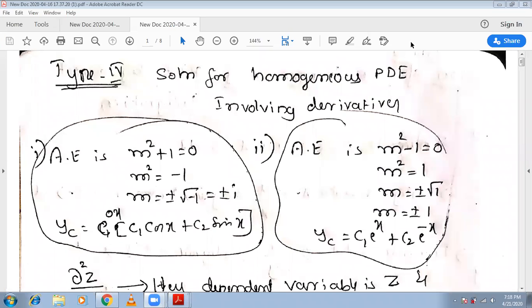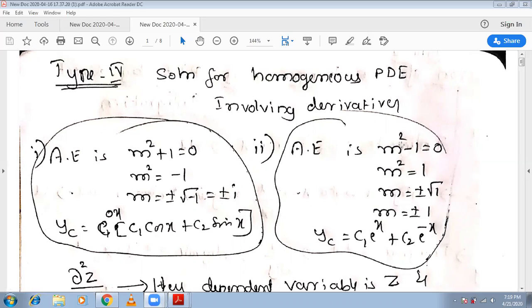Today I will explain the solution for homogeneous partial differential equations. If the differential equation is homogeneous, we can find the solution by solving the auxiliary equation. The solution depends on the roots. For example, if the auxiliary equation is m square plus 1 is equal to 0, then m square is equal to minus 1, m is equal to plus or minus root of minus 1, m is equal to plus or minus i, and the solution yc is equal to e power 0x into c1 cos 1x plus c2 sin 1x.